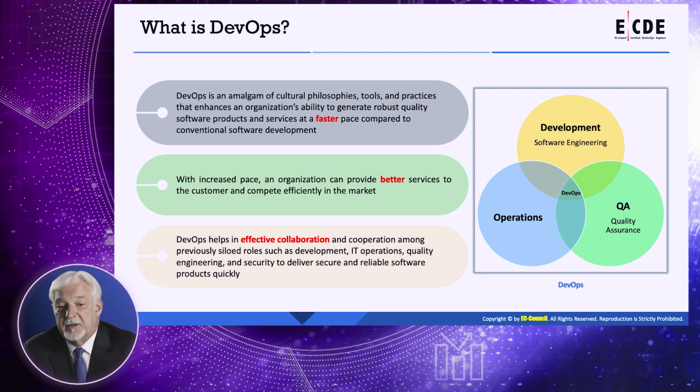DevOps helps in effective collaboration and cooperation among previously siloed roles such as development, IT operations, quality engineering, and security to deliver secure and reliable software products quickly. And so on the right, you can see that we have the big three pieces of DevOps. You have development or software engineering, operations on the IT side of how to support and provision that software, and on the side, you have quality assurance, and they all come into this DevOps kind of a focus.